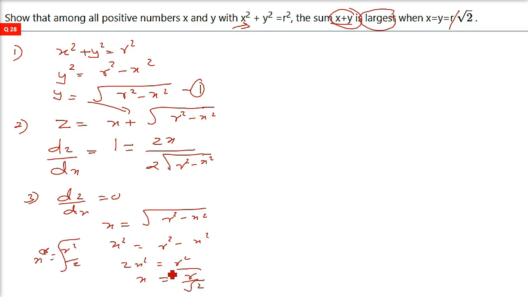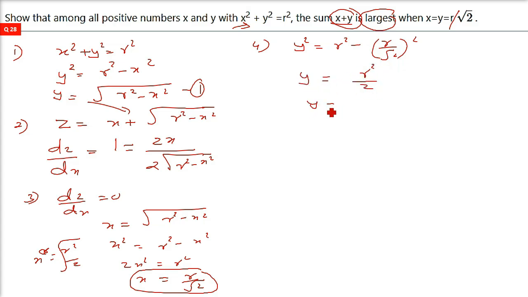Now you see in the question it is asked that x and y should be equal to r by root 2, and we got it. But you have just got x, and for the sake of completion we are going to find out y also. Now in this equation 1 you can place y equals to under root r square minus r by root 2 whole square. I am replacing now x by r by root 2. So this y again will be r by root 2. So both the values of x and y gave us r divided by root of 2.